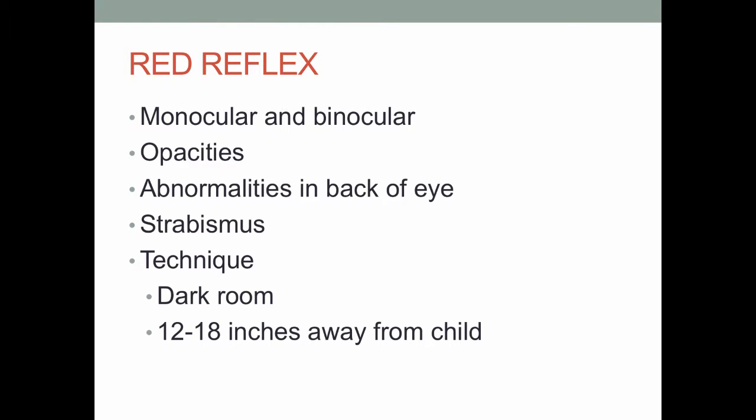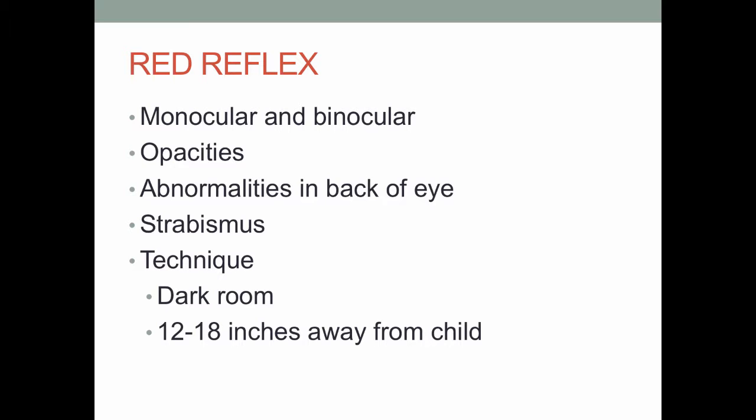The next thing you want to look at is the red reflex, and you want to look for both monocular and binocular vision or abnormalities. What you're looking for is opacities when you're looking at the red reflex, and it's indicative of abnormalities in the back of the eye.